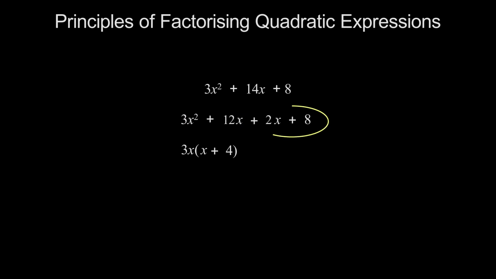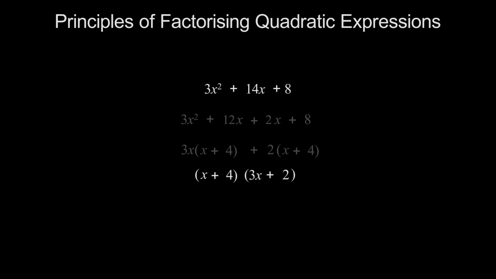The last 2 terms have the common factor of 2, so it can be factorised to 2(x + 4), and these are to be added together. Both these 2 terms have the common factor x + 4, so the expression can be factorised to (x + 4)(3x + 2). And we have the complete factorisation of the original quadratic expression.